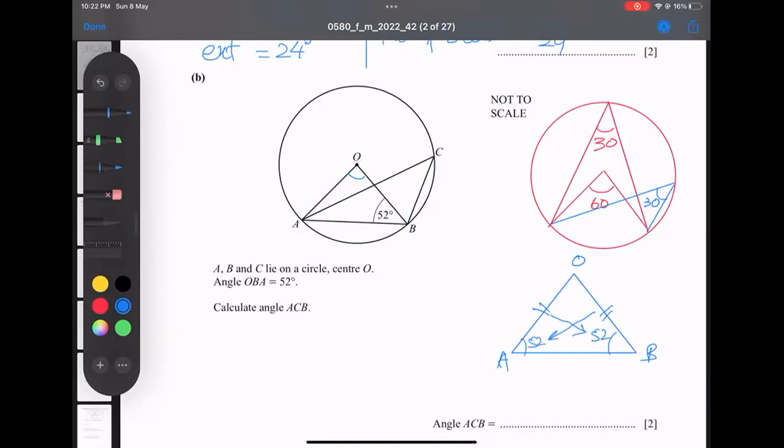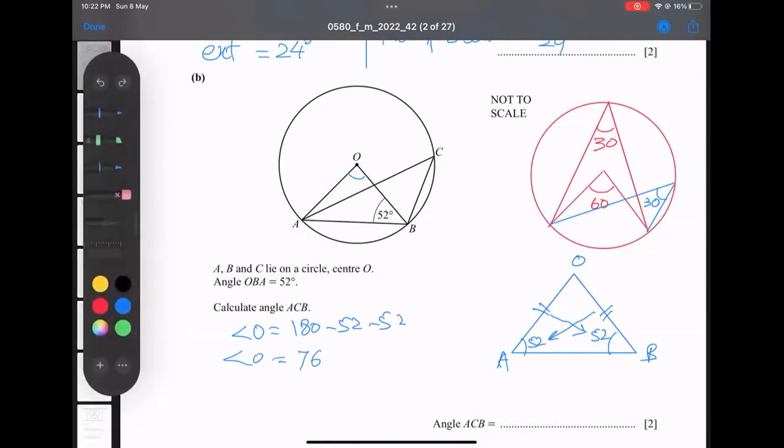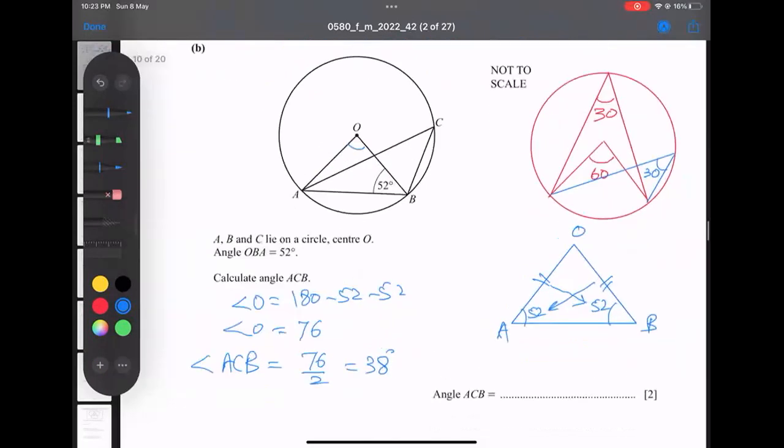How to get angle O? Angle O is 180 minus 52 minus 52. When I solve it, 52 two times, I'm getting 76. So this angle is 76. But I need the other angle, which is half of it, angle C. Angle ACB is equal to 76 divided by 2, giving us 38 degrees. Alhamdulillahi Rabbil Alameen, I believe the idea is very clear.